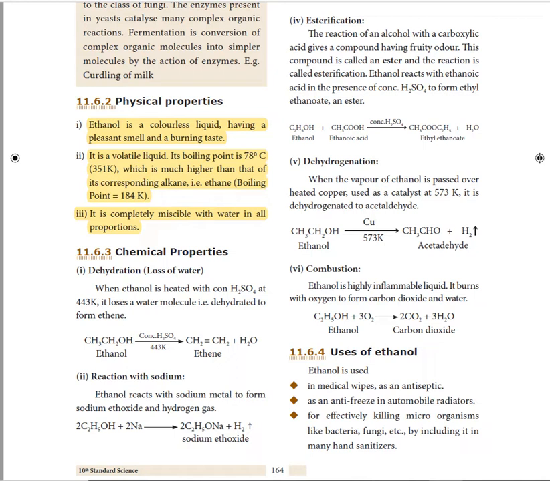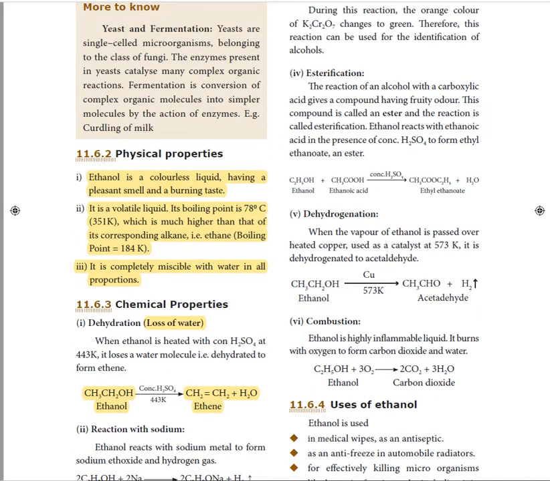Dehydration means, you know very well, loss of water. CH3CH2OH, when treated with concentrated sulfuric acid, gets dehydrated into ethylene or ethene. You see that one H2O is removed. You will get CH2=CH2. Then we shall proceed to the oxidation reaction.